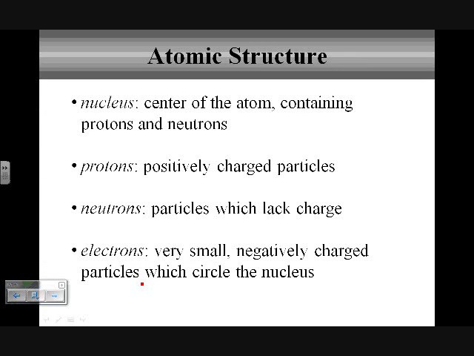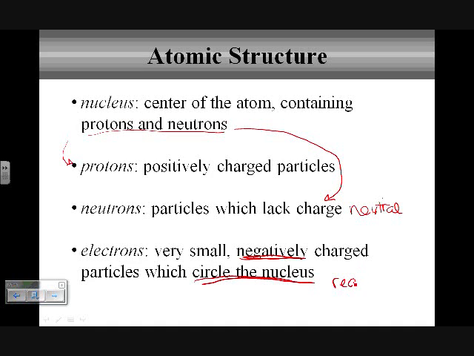We can also talk about atomic structure when we're focusing on the biochemistry of living things, identifying that the nucleus is the center of an atom, just like the nucleus of a cell is really the center of the cell, and that nucleus is going to be made up of protons and neutrons. We should know that protons are the positive ones, and the neutrons are going to be the neutral ones, and then electrons are the negative ones, and they're circling the nucleus.